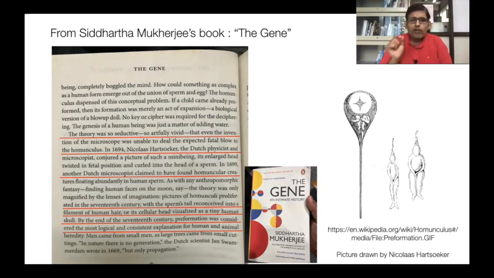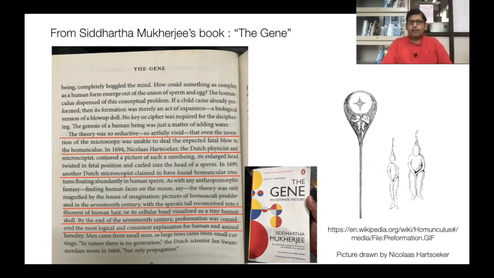"As with any anthropomorphic fantasy, like finding human faces in the moon, the theory was only magnified by the lens of imagination. Pictures of homunculi proliferated in the 17th century, with the sperm's tail reconceived into a filament of human hair, or its cellular head visualized as a tiny human skull. By the end of the 17th century, preformation was considered the most logical and consistent explanation for human and animal heredity." Of course, we now know today that's not right.